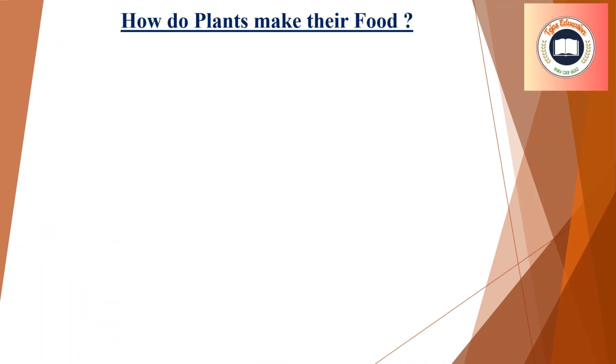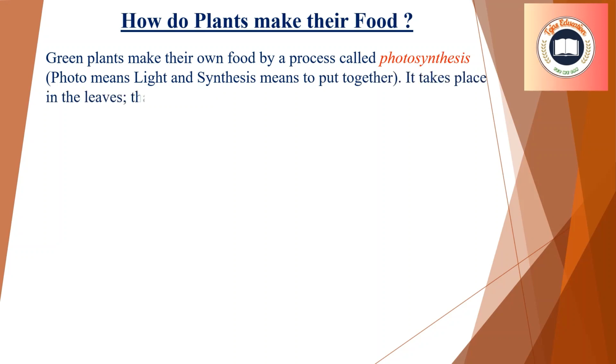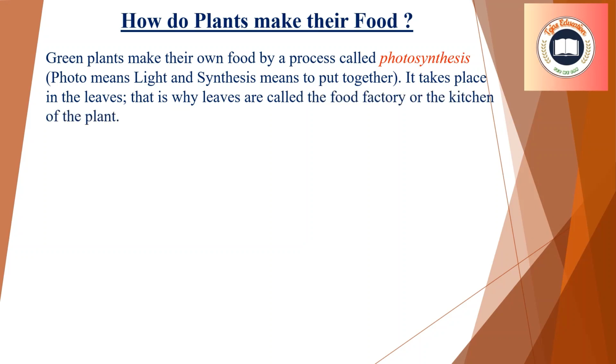How do plants make their food? Green plants make their own food by a process called photosynthesis. Photo means light and synthesis means to put together. It takes place in the leaves. That is why leaves are called the food factory or the kitchen of the plant.